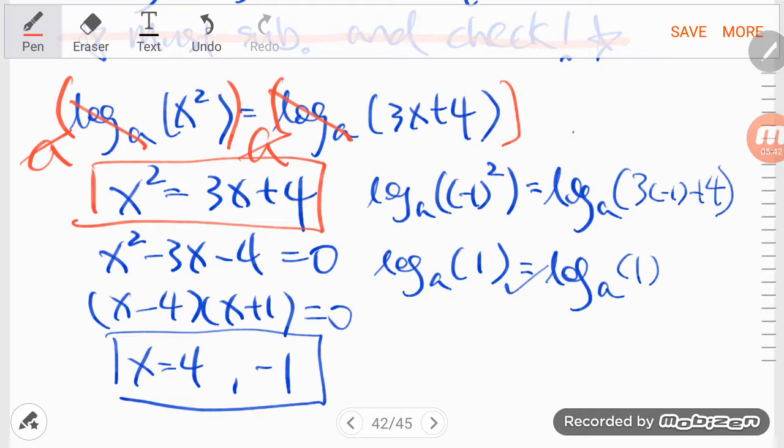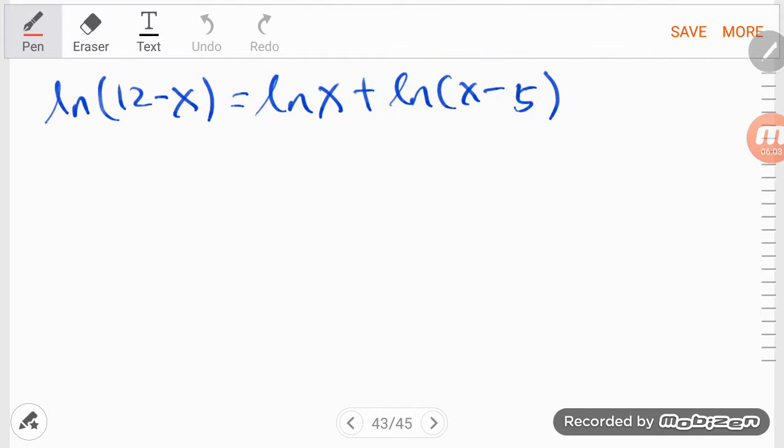So that's the proper, so to speak, algebra steps to get us to x squared is equal to 3x plus 4, right? Okay, keep in mind that my sub and check is important, okay? All right, now let's look at the next example.